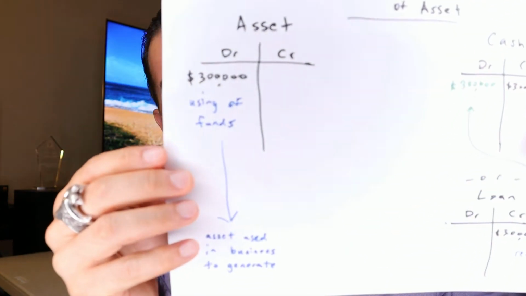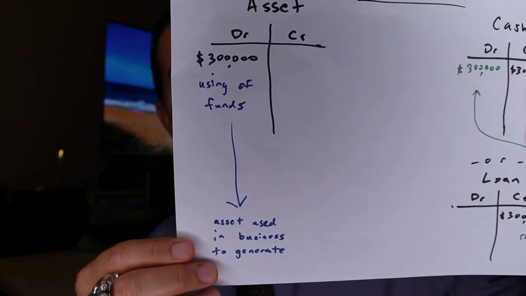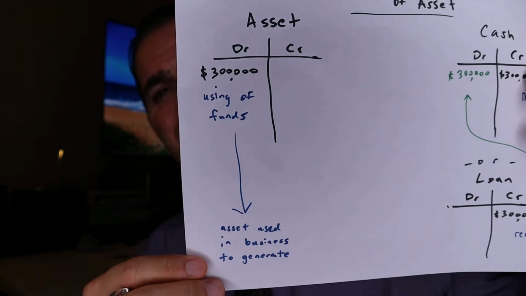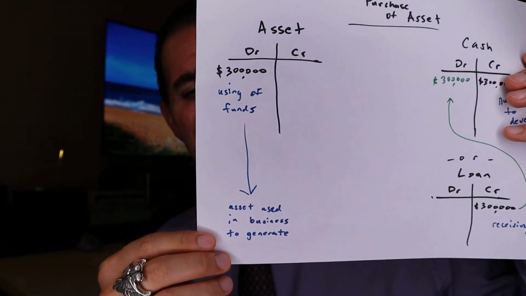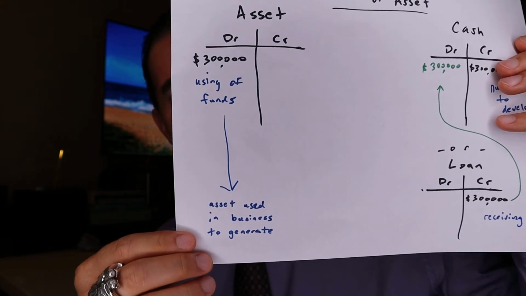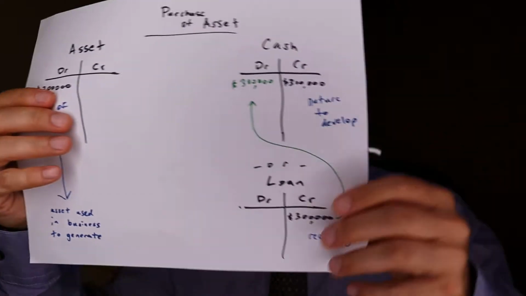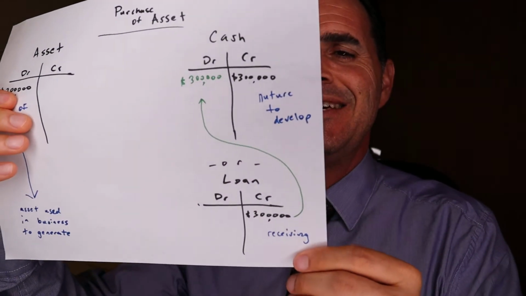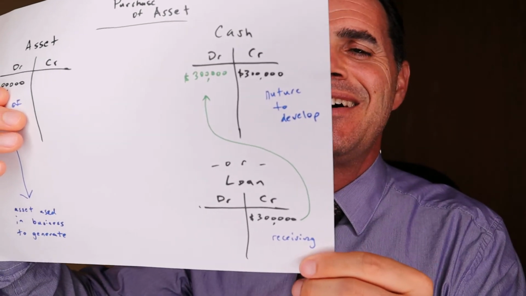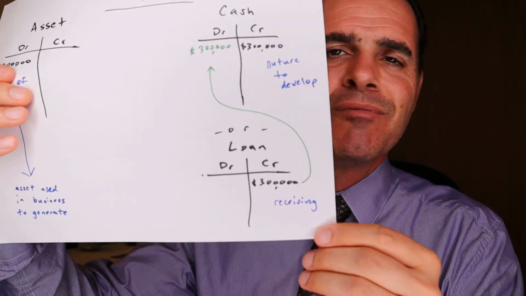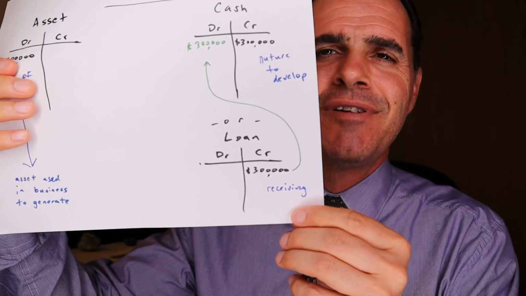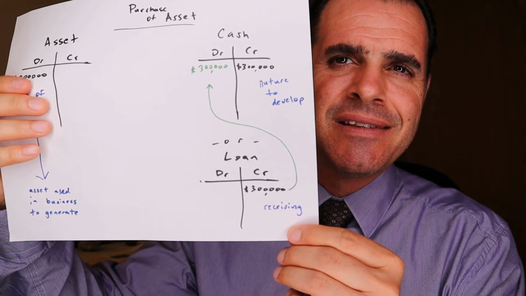So we get to see from the purchasing of the asset how we debit the asset account, which is the using of funds. We used funds to add to our asset, and the assets are going to provide and generate revenue, and the credit, the yin, is we're nurturing the development of the business, and we're receiving funds from a bank to pay for that asset, right? So debits and credits.